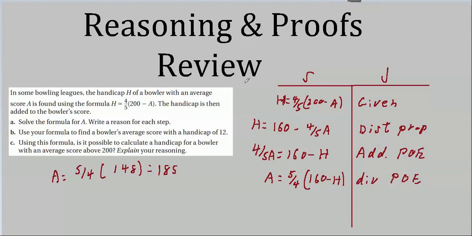Well, first it would mean you were a monster on the bowling alley. But second, your handicap would look like 4/5 of 200 minus 300, which is minus 100. That's minus 80.